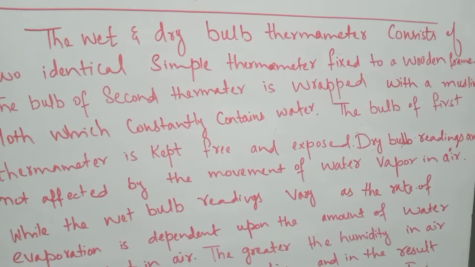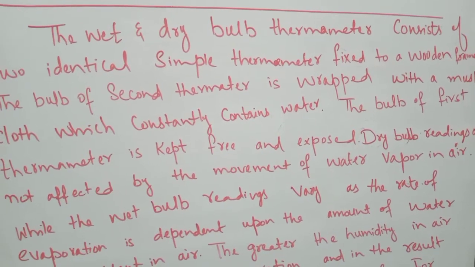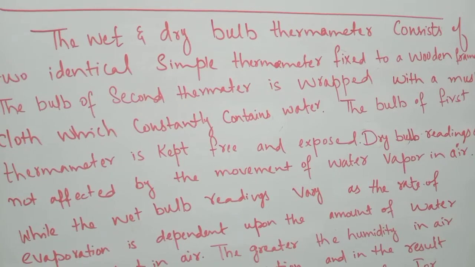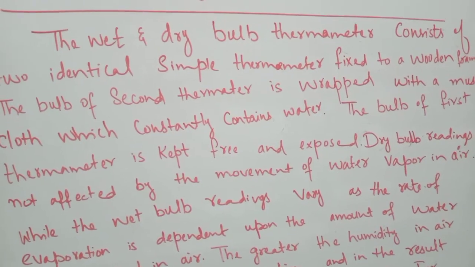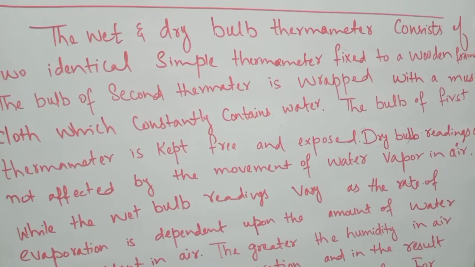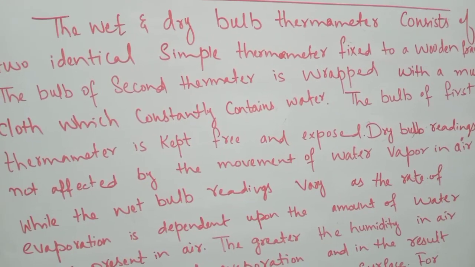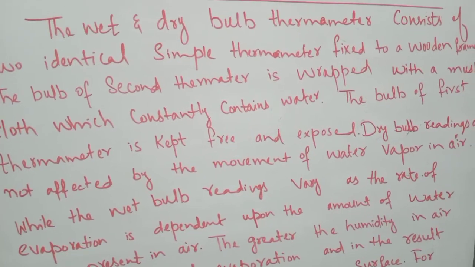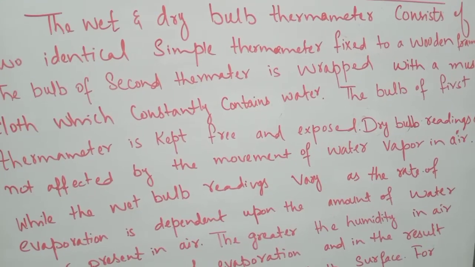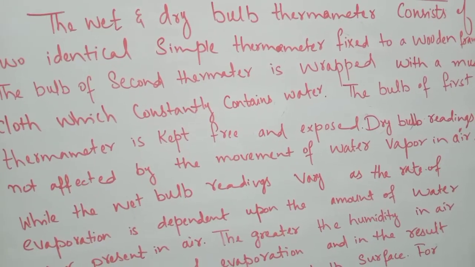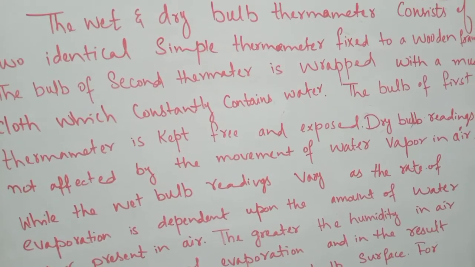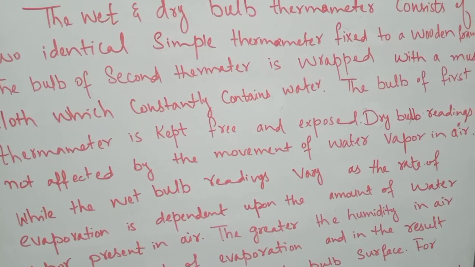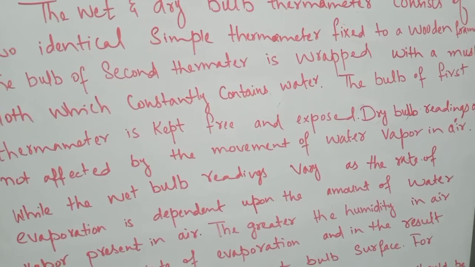Now let's take a look at the first thermometer. The bulb of the first thermometer is not attached to any wet opening. It is kept free and exposed. So what does it mean? If it is not attached to any surface or water or any wet surface, what will the dry bulb thermometer reading do at that time? Girls, it is very important to know that dry bulb readings are not affected by the movement of water vapor in the air.